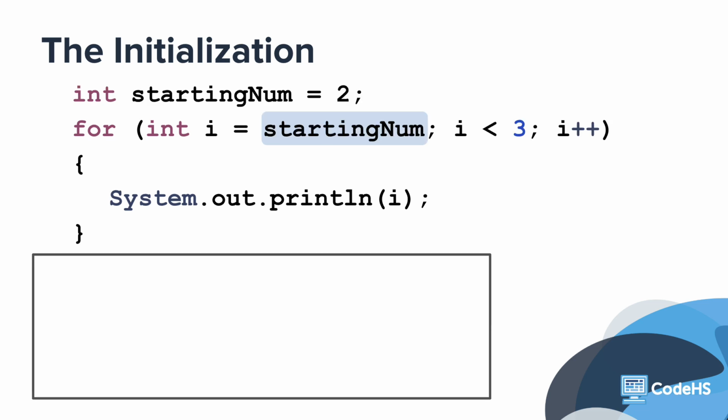Or you could initialize i to another integer variable, like you see here. When the program runs this time, i starts at a value of 2, and that is the only value printed, since in the next iteration, i increases to 3 and the for loop terminates.